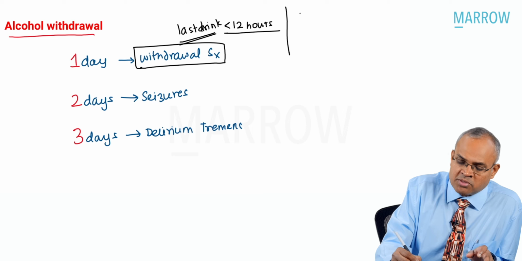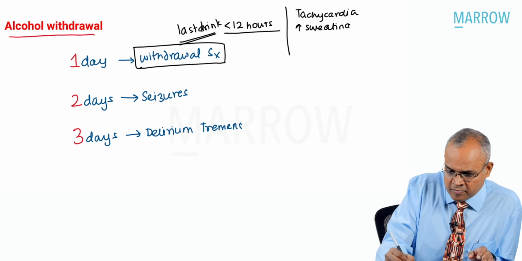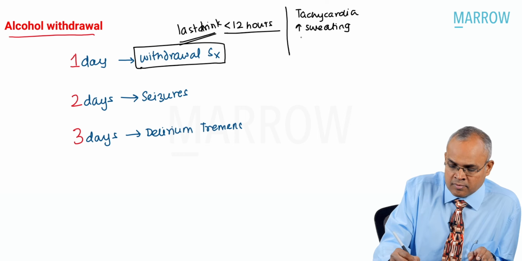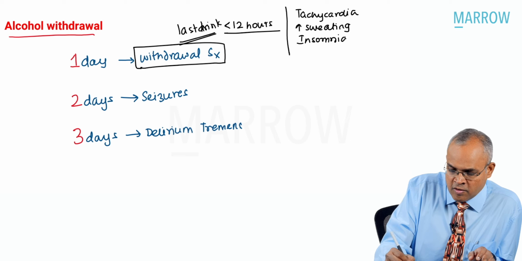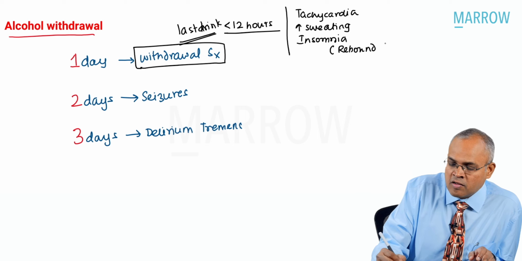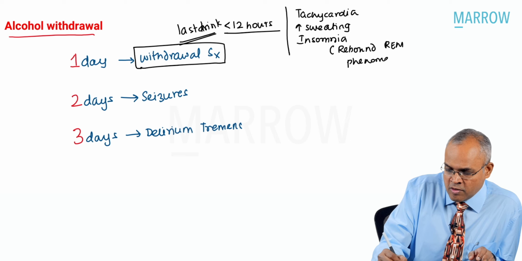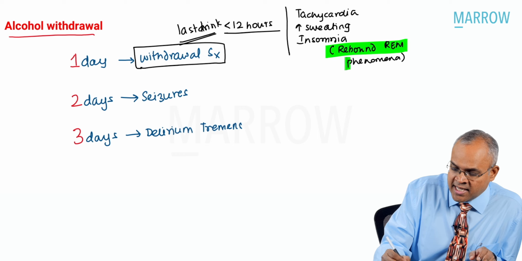What kind of withdrawal symptoms do they start having? Tachycardia, increased sweating, insomnia. Very commonly, they can have what we call rebound REM phenomena. They can have what is called rebound REM phenomena, again tested in exam.